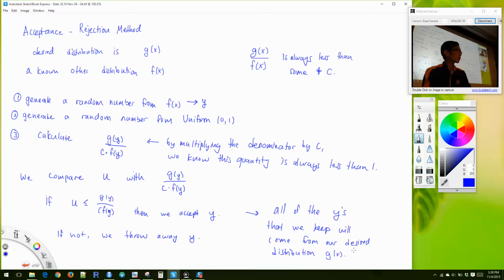So the idea is we've got two distributions going on. You've got the g of x that you want, and then you have this other f of x that you know you can generate numbers from. We can take f of x as the uniform, but it could be anything else as well. So we generate numbers from f of x, then we calculate this ratio between g and f, and then we compare that versus the uniform. Do you guys have this written down?